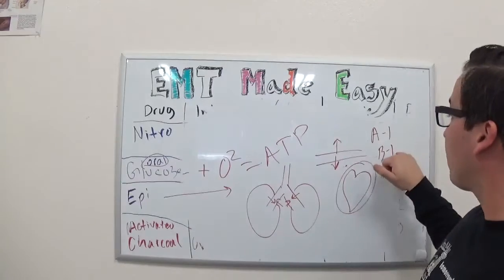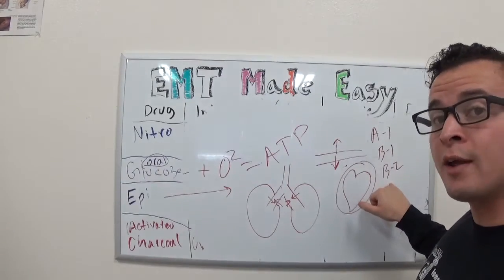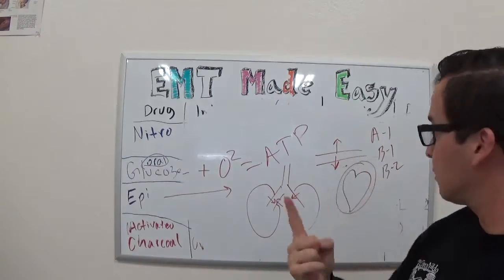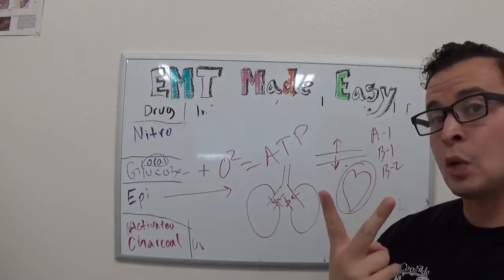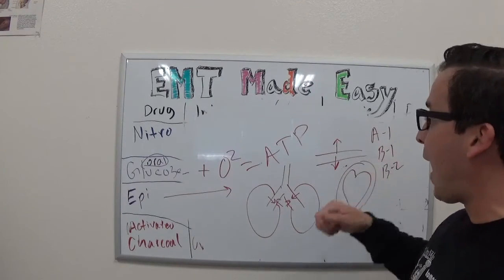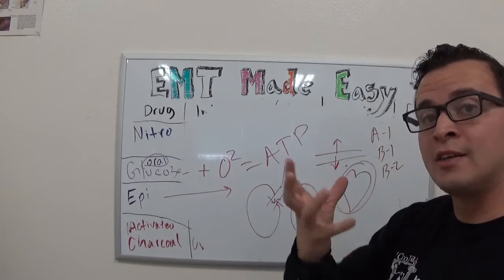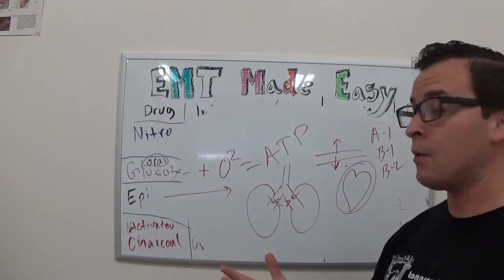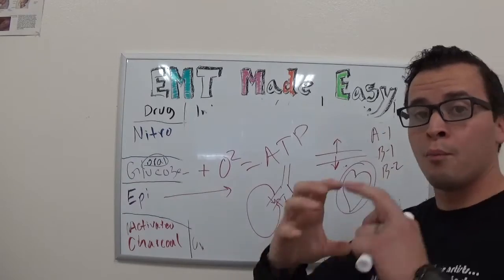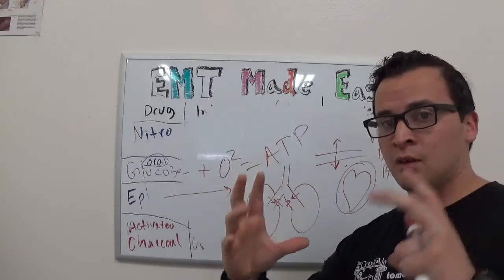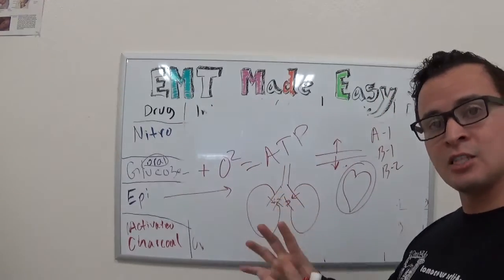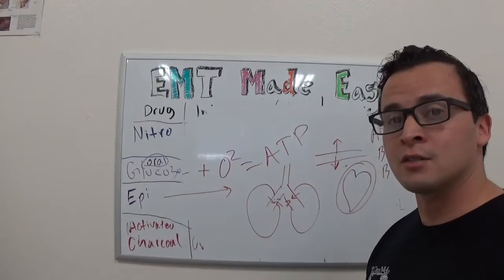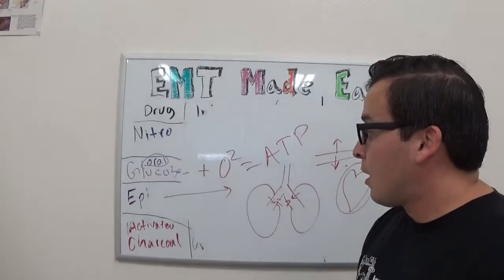Now, beta 1 and beta 2, think of it this way. Beta 1, you have 1 heart. Beta 2, you have 2 lungs. So beta 1 actually increases your heart rate. It just stimulates it to go faster to get that blood pressure up also. And then beta 2 bronchodilates everything. So it's gonna dilate, it's gonna expand the bronchioles inside your lungs. And that's how that works.